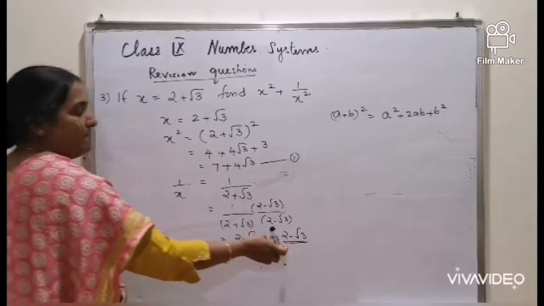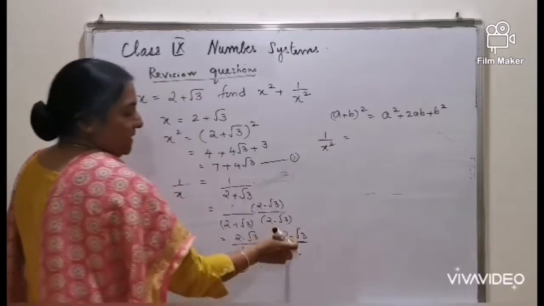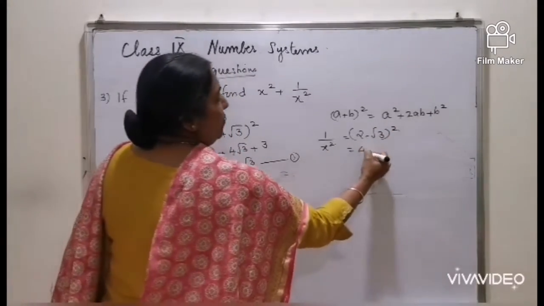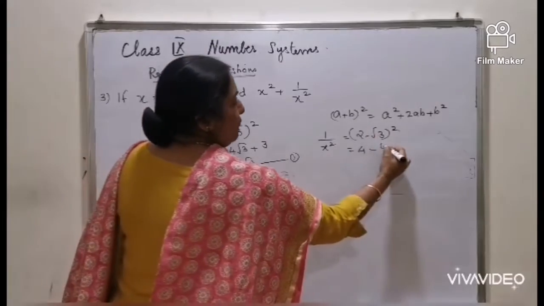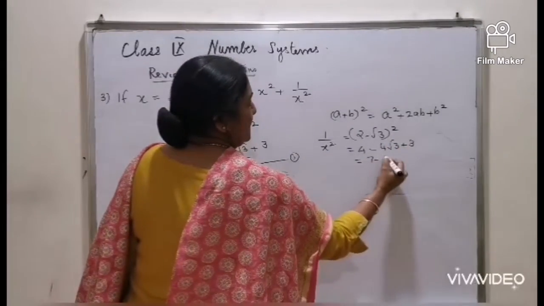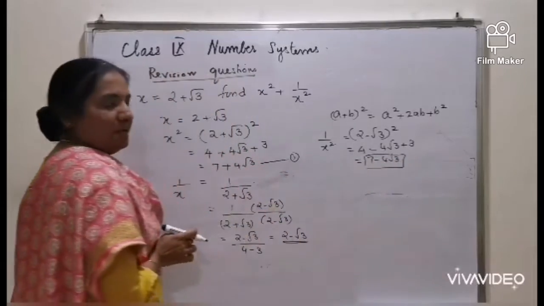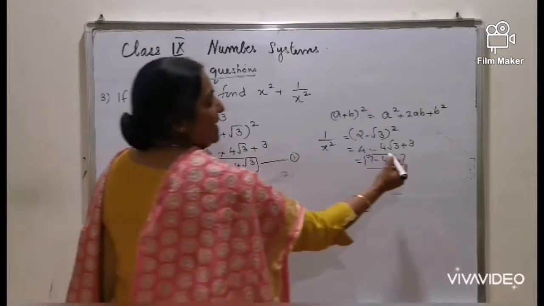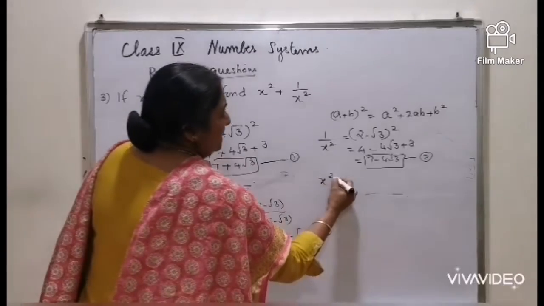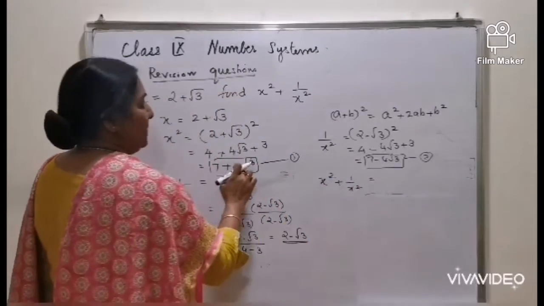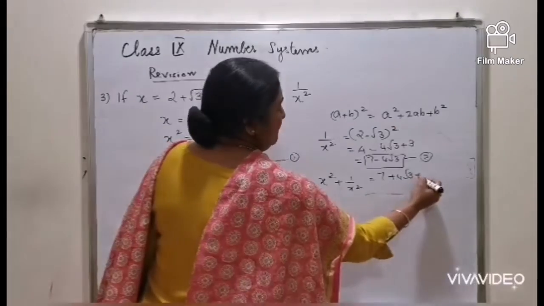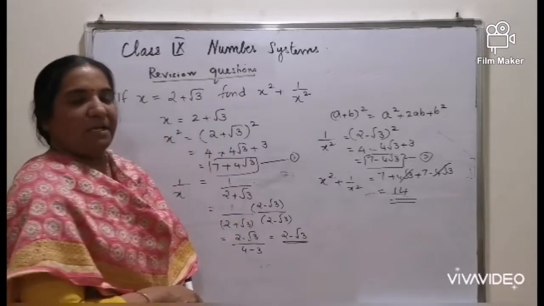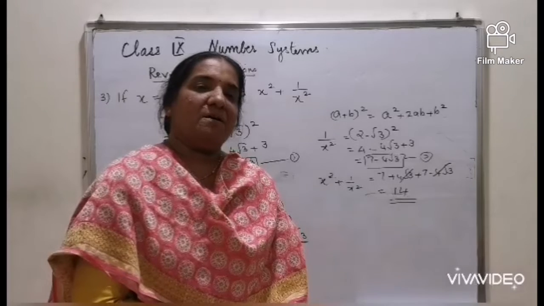It will be easy to find out 1 by x square as 2 minus root 3 the whole square, 4 minus 4 root 3 plus 3, or it is 7 minus 4 root 3. You got the value of x square as 7 plus 4 root 3 and 1 by x square as 7 minus 4 root 3. X square plus 1 by x square will take the value 7 plus 4 root 3 plus 7 minus 4 root 3, which gives you 7 plus 7, 14. This is also a possible 3 mark question.